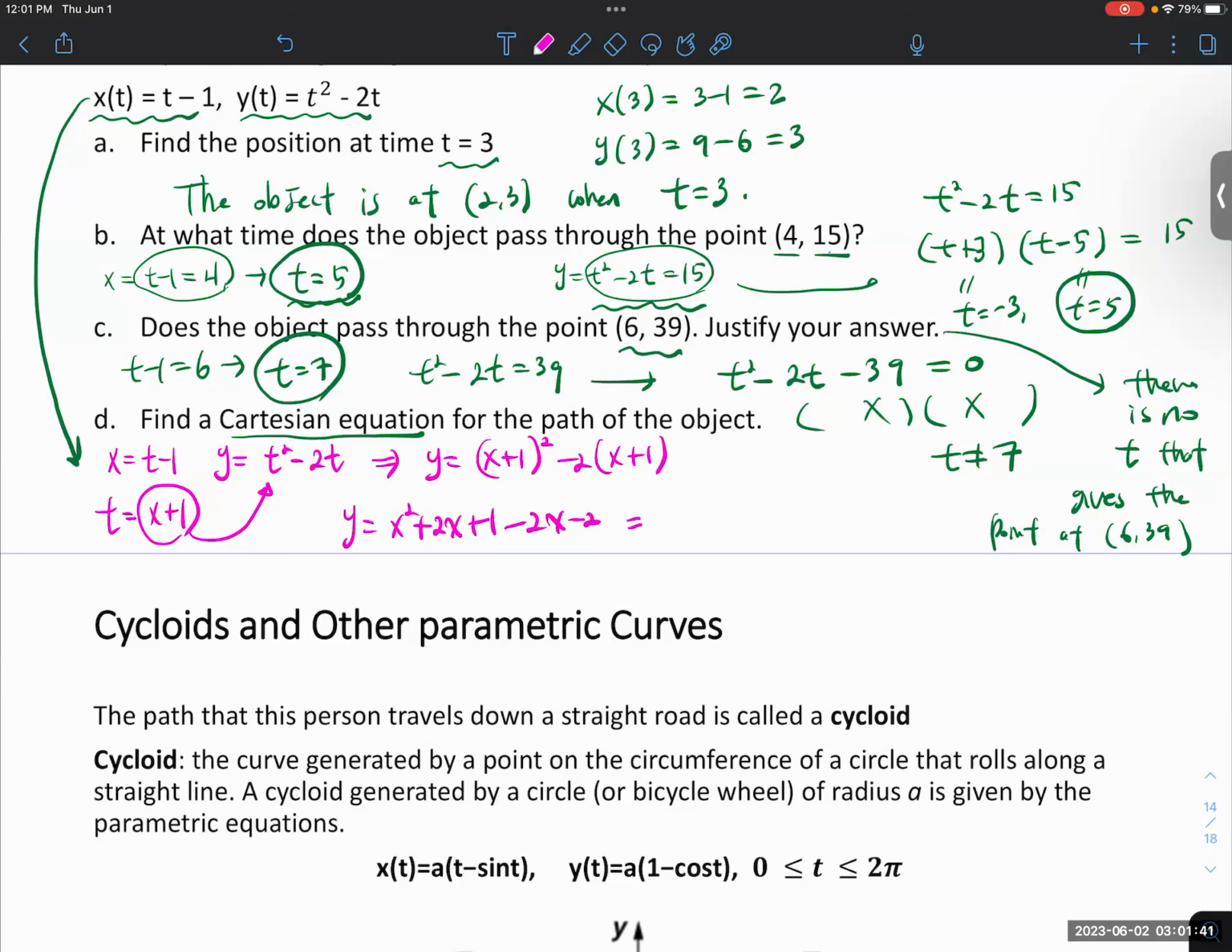So 2x minus 2x cancel. So x squared minus 1. This is a parabola. So your answer, y equal to x squared minus 1. This is the Cartesian equation.